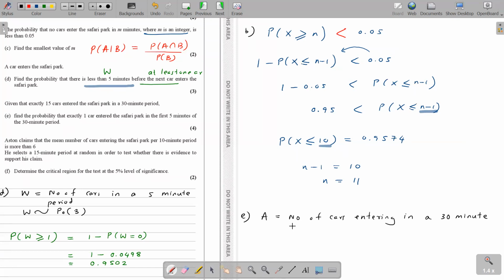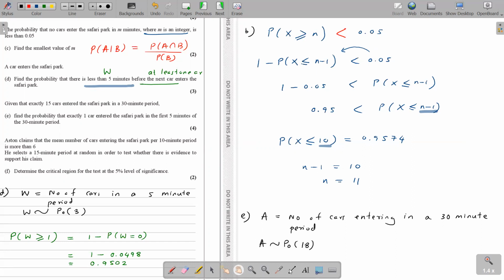Okay, in a 30-minute period, can you get the lambda value? A follows the Poisson distribution. For 10 minutes, the lambda value is 6, which means for 30 minutes, the lambda value is 18. Okay, right. So we define that.